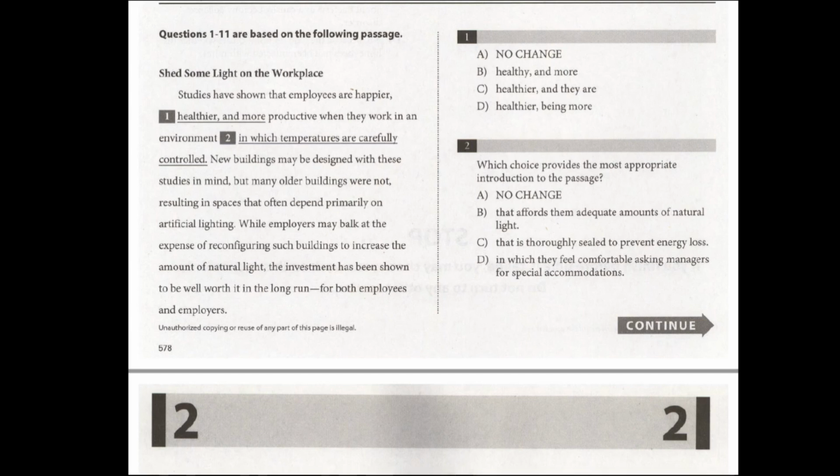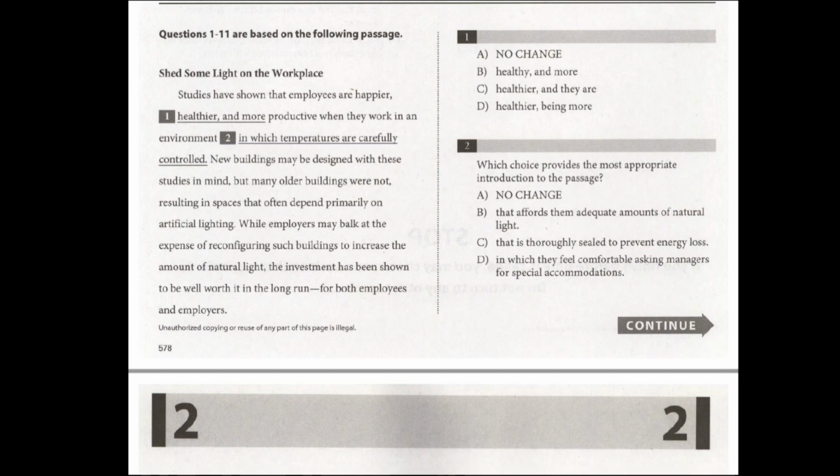Question number 1 is about the first sentence in the passage, which reads as follows. Studies have shown that employees are happier, healthier, and more productive when they work in an environment in which temperatures are carefully controlled. Question number 1 in particular is about the first underlined portion of this sentence, which is healthier, comma, and more. There are 4 options.